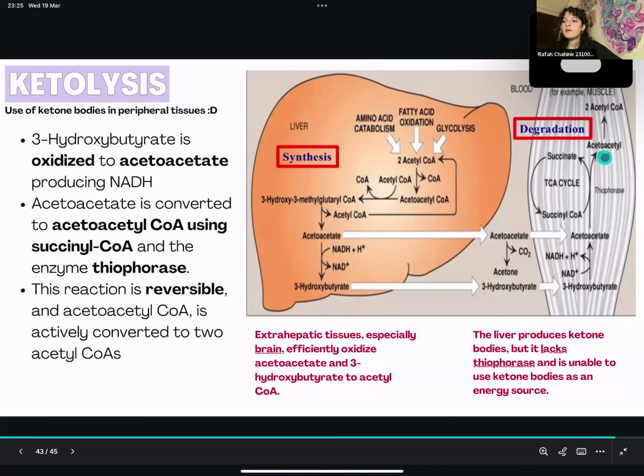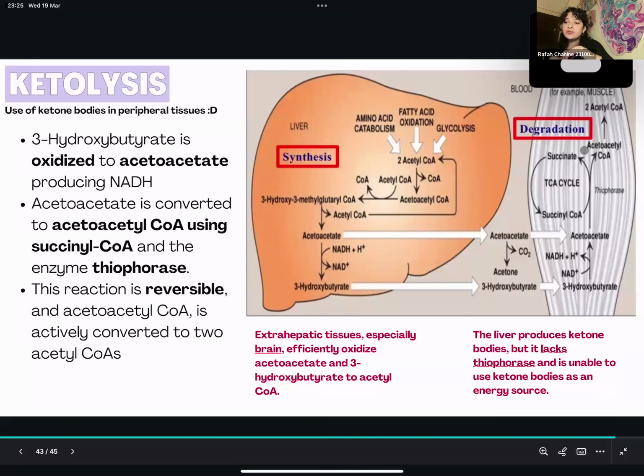So from 3-hydroxybutyrate, we oxidized it. We turned it into acetoacetate. Then from acetoacetate to acetoacetyl-CoA, we are going to use succinyl-CoA and this very important enzyme called thiophorase. Then the acetoacetyl-CoA will become two acetyl-CoAs as we saw over here. That's basically ketolysis. Now, this reaction is obviously reversible in the case of ketogenesis.